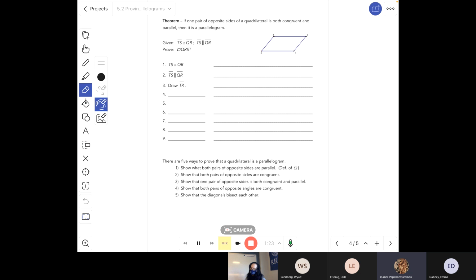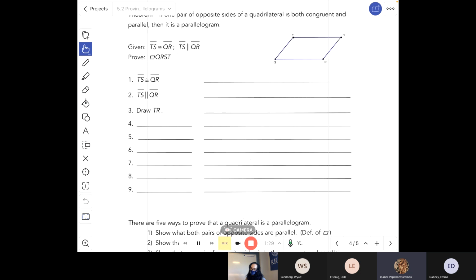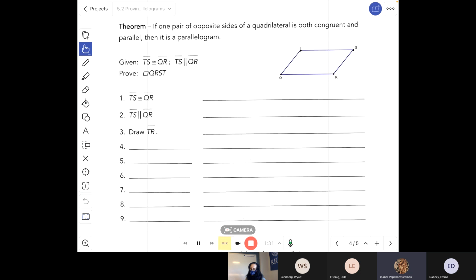We're trying to prove this, and then we will go through it. You're kind of emulating what we just did on the last one. At the bottom of the page, you see those five things, and again, you only have to prove one of them to prove that it's a parallelogram.